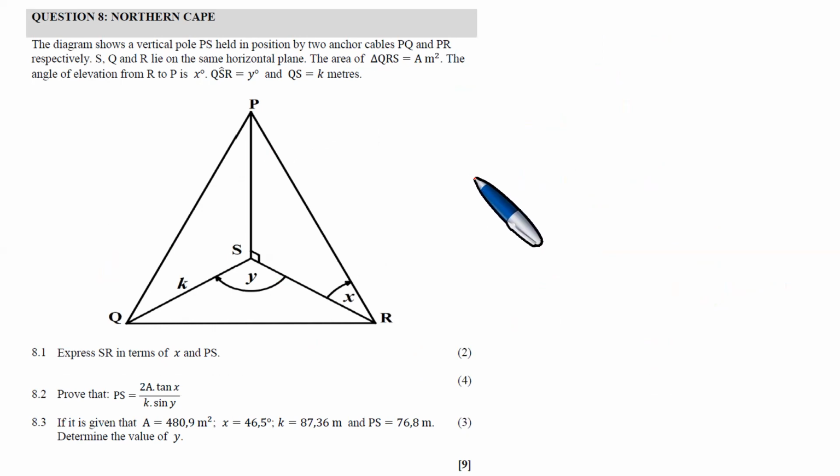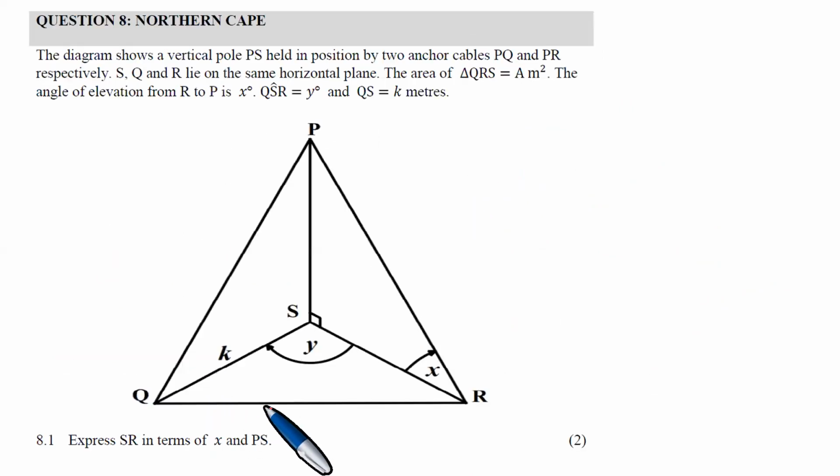I decided to look at this question very carefully from the Northern Cape, written in the 2023 trial or preliminary exams, the prelims. I decided to look first at 8.1. In the diagram, the diagram shows a vertical pole PS, held in position by two anchor cables PQ and PR, respectively. S, Q, and R lie in the same horizontal plane.